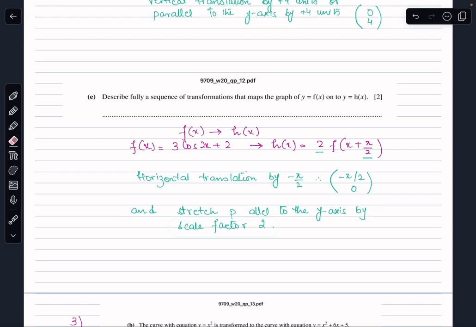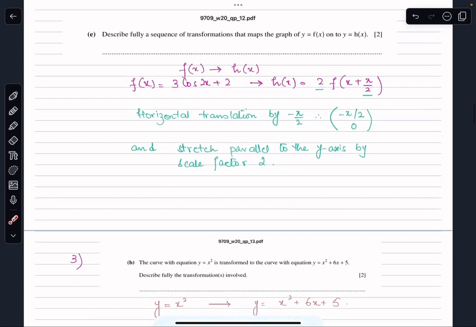And secondly, there is a stretch which is parallel to the y-axis by the scale factor 2. So stretch parallel to the y-axis by scale factor 2 here. So this is how we will be describing the transformations. Let's do another question.